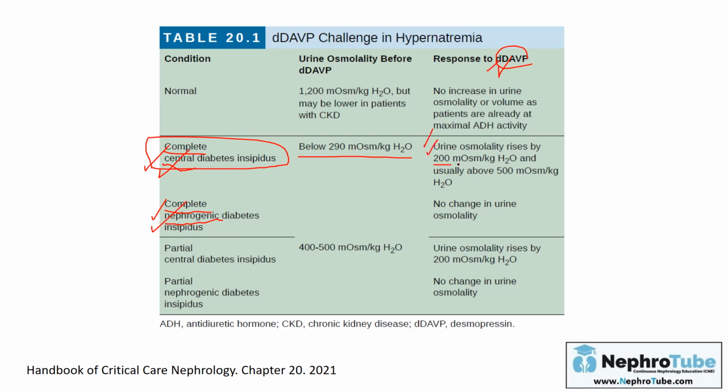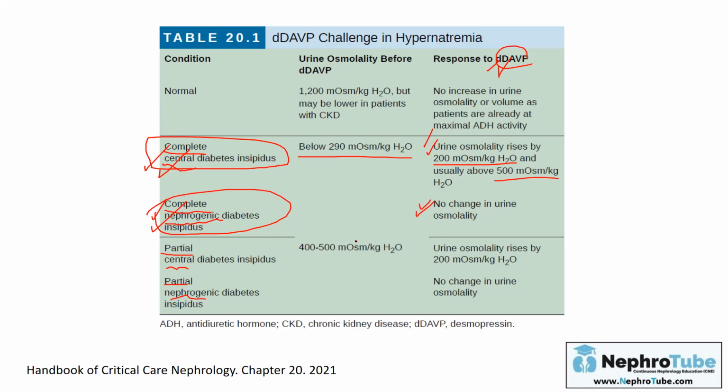It will rise by 2 milliosmol per kilogram water, and usually it will be above 500. But if the main cause is due to resistance in the kidney, there will be no change in the urine osmolality. The same we will have in the diagnosis of partial central or nephrogenic diabetes insipidus.